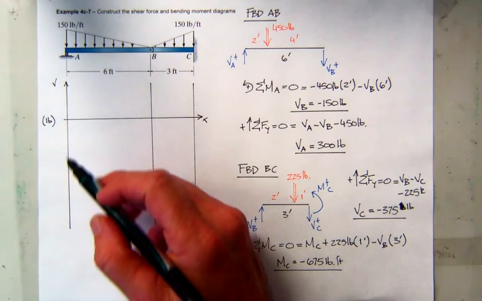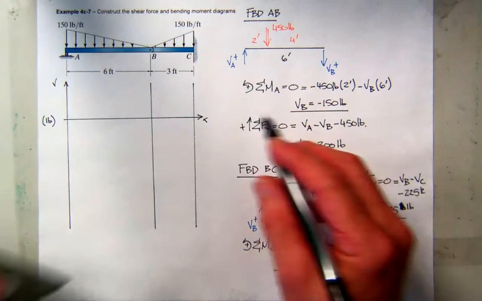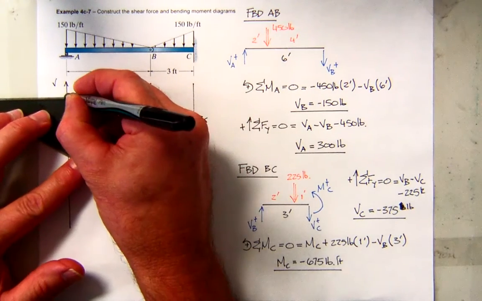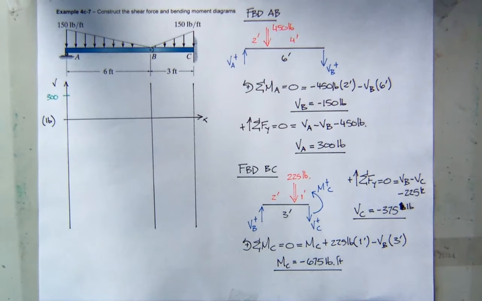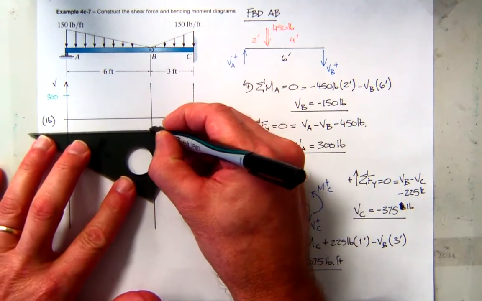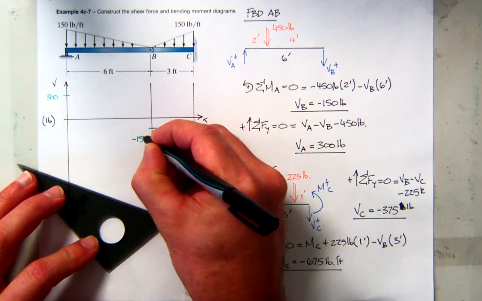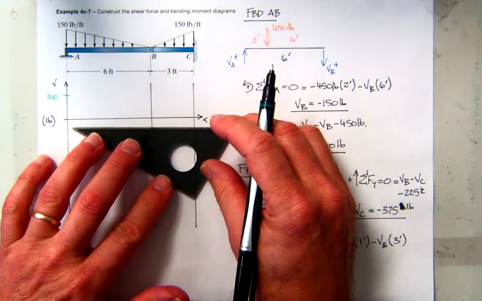All right, so what do we know about shear? What is the shear at A? 300 pounds. Positive or negative? Positive. Do we know the shear anywhere else? What is the shear at B? Negative 150. What is the shear at C? 375.